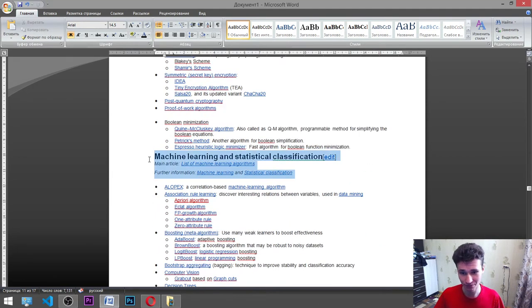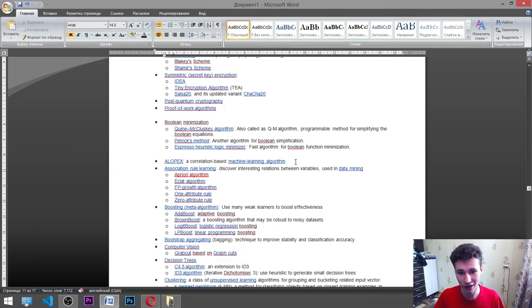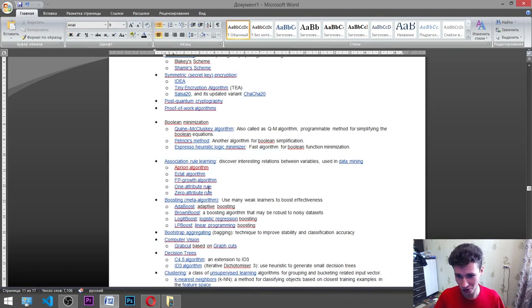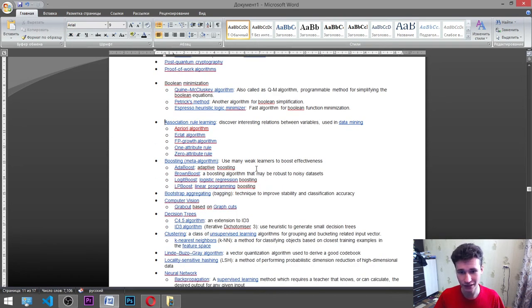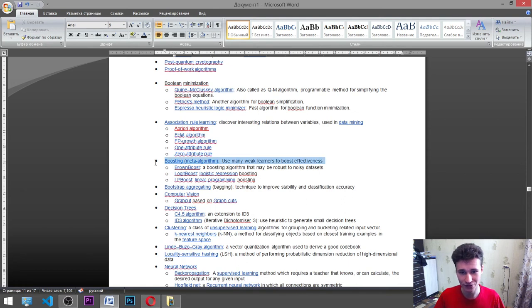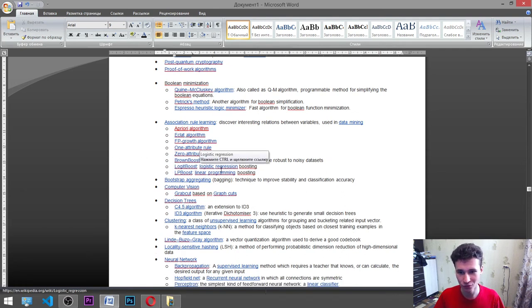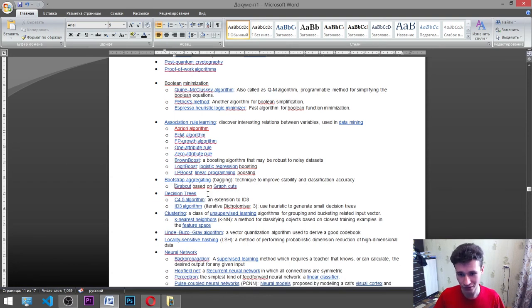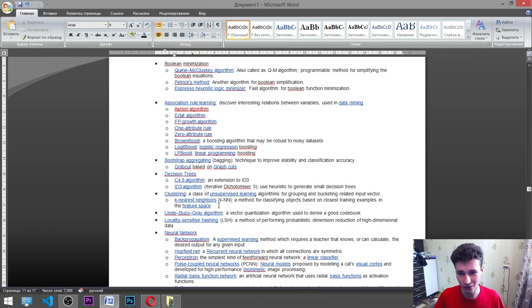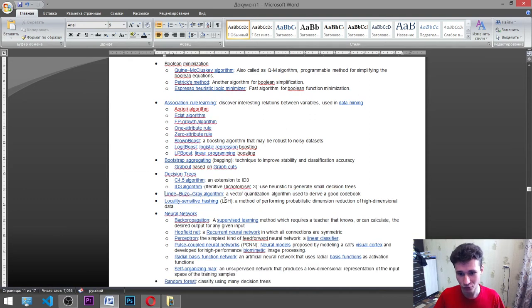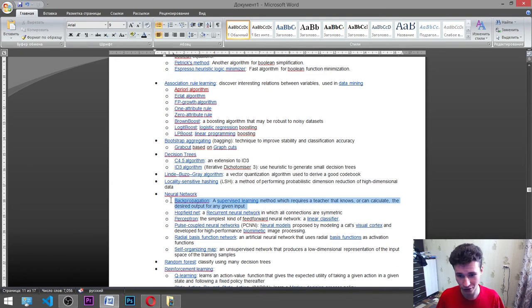Yes, machine learning, we will see right now. AlphaGo, we know. Correlation-based machine learning algorithms, yes. Association, boosting, yes, AdaBoost, I know. And the main term of boosting. LogitBoost, LPBoost, okay, bootstrap aggregating, computer vision, I know, what is it. Decision trees, clustering, I know, k-nearest neighbors, I know. LPBoost, greedy algorithm, locality-sensitive hashing, neural networks, backpropagation, I know.